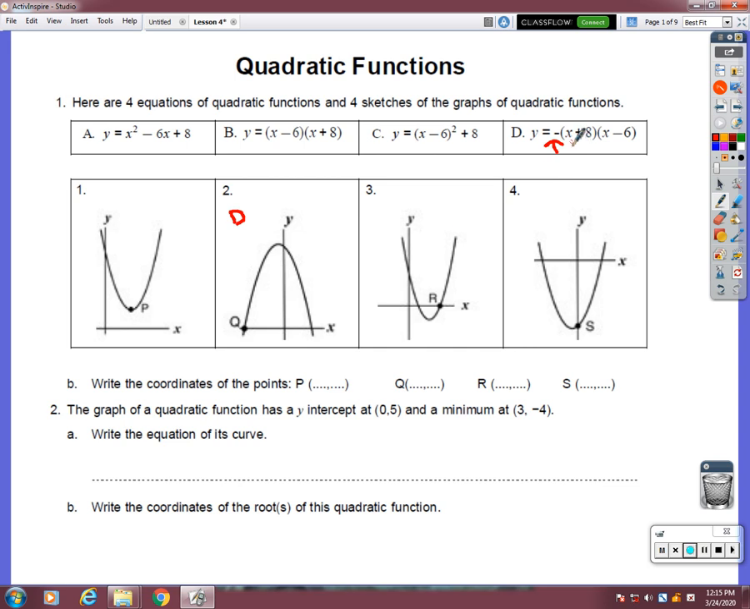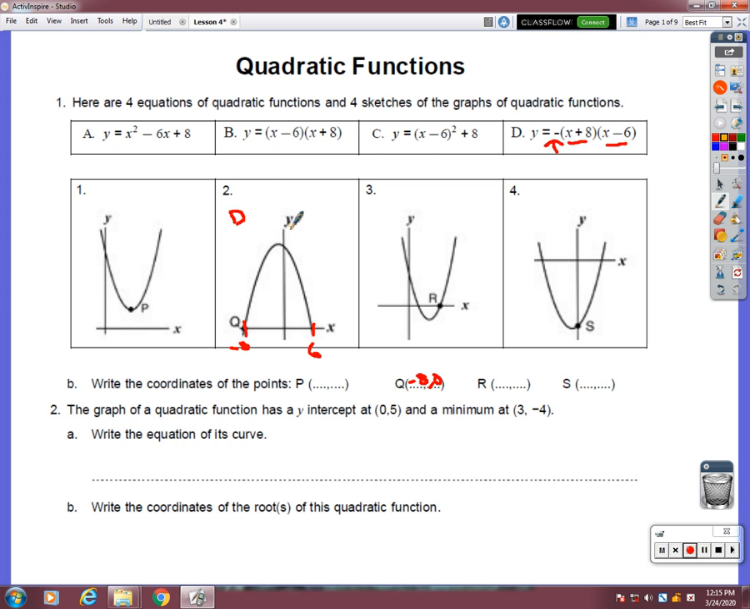So once we know that, then this tells us where this function crosses the x-axis. Since we have x plus 8, then this has to be negative 8, because remember inside the parentheses is always opposite. And then since we have x minus 6, then this one has to be 6. So now we know the coordinates of point Q. That would be negative 8, 0. So that one is done.